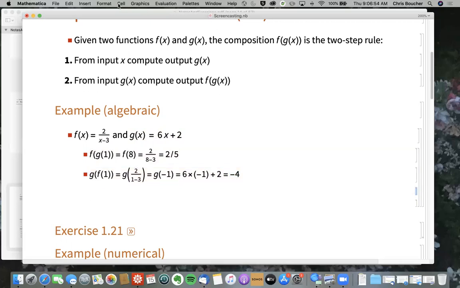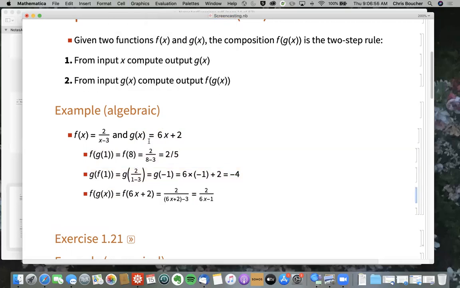You can also evaluate compositions with a variable input, right? So what if we wanted to simplify f of g of x? It's the same idea. Start on the inside. What's g of x? Well, g of x is equal to 6x plus 2. So I just make that replacement, right? I put a 6x plus 2 in for g of x. And now I want to evaluate f of 6x plus 2.